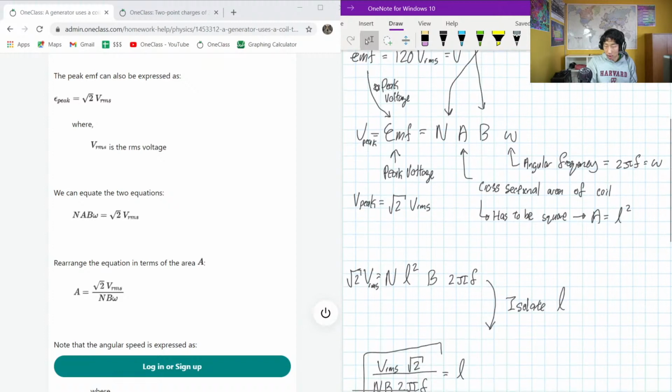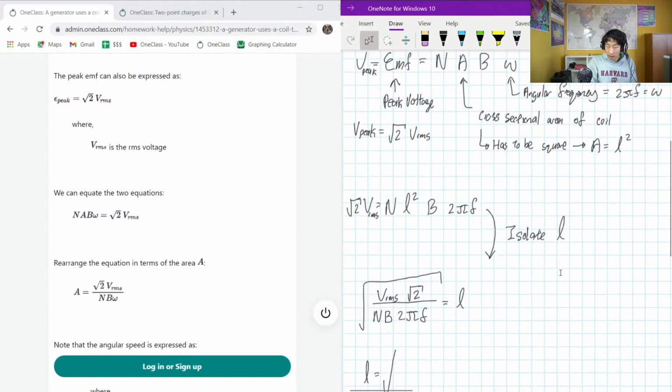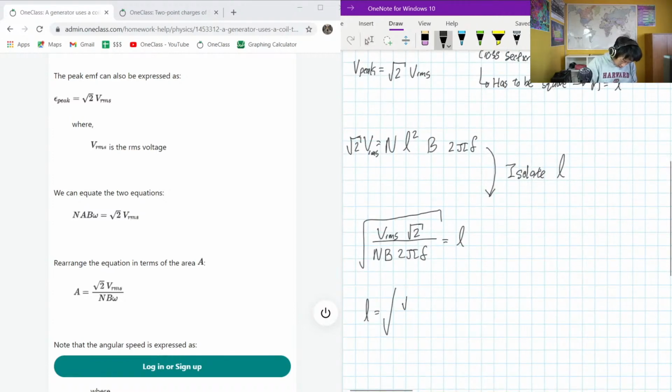Okay, so now we have our isolation for this. Now we can sub in our numbers to get our L. So our RMS value was given as 120 volts. So we have root 2, 120 volts, N was 160 turns, B is 0.5 Teslas, 2 and pi, well, those are just numbers, and our frequency was given as 60 Hertz.